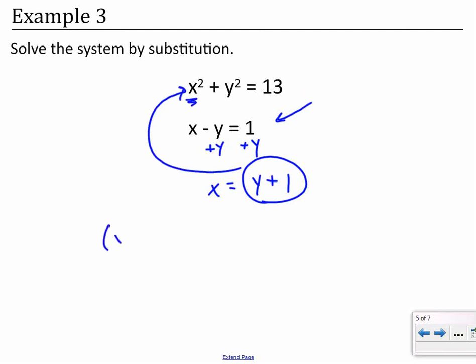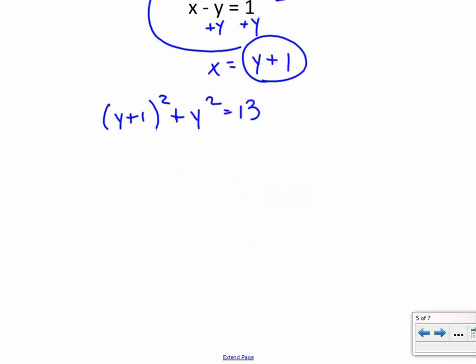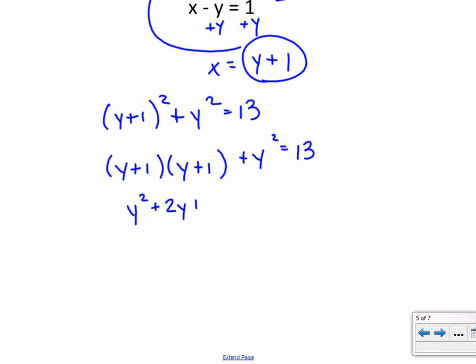So now I would have y plus 1 squared plus y squared equals 13. The reason for doing this is so that I have one equation that only has one variable in it. Because after I have that, I can just use my skills for solving equations in order to isolate the variable. So remember, y plus 1 squared, you cannot just distribute the square to both terms. You have to FOIL that, because y plus 1 squared is really y plus 1 times y plus 1. So I'm going to multiply that out. That would be y squared plus 2y plus 1 plus y squared equals 13.